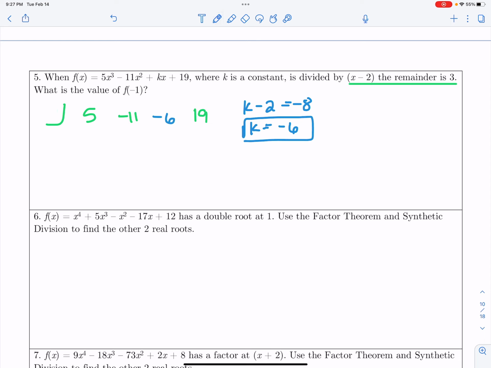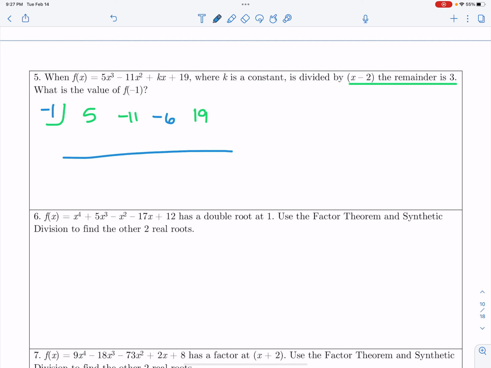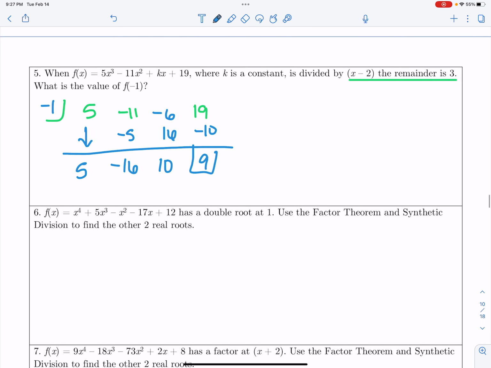Since we just found out that if f of x is divided by x minus 2 and the remainder is 3, that means k is negative 6. Do it again using synthetic, and you're going to see that your remainder is going to be 9. Now, if you did it the other way, where you substituted in a negative 1, that's also fine. As long as you are skilled in algebra, then you're going to get the same thing.